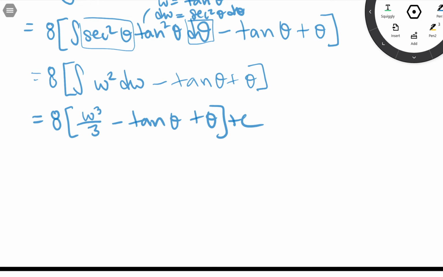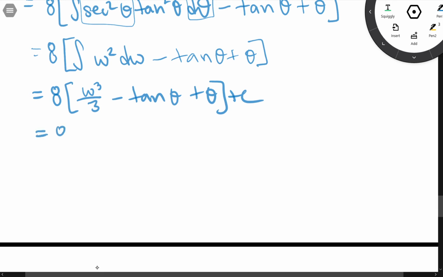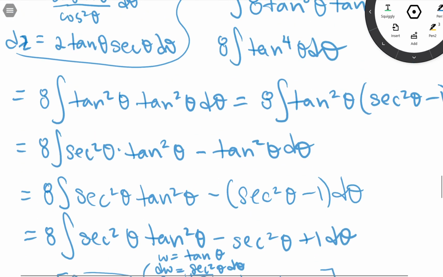Okay, so first the w was equal to tangent theta. So we have an 8. I'm going to go ahead and distribute through as well. So I'm going to say I have 8 times 1/3, which is 8/3, tangent cubed theta minus 8 tangent theta plus 8 theta plus c. Okay, that's better. Gotta go back a little further because we didn't start with thetas.